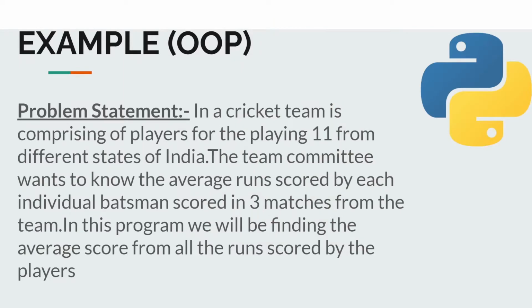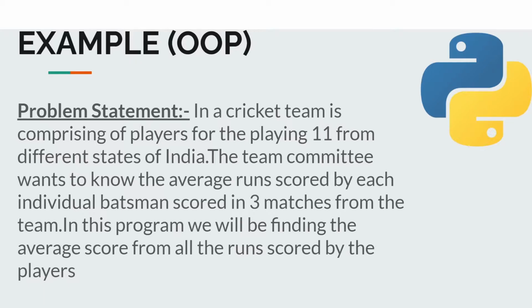In today's video, we're going to do an example problem on object-oriented programming. The problem statement is that in a cricket team comprising players for the playing 11 from different states of India, the team committee wants to know the average runs scored by each individual batsman in 3 matches from the team.